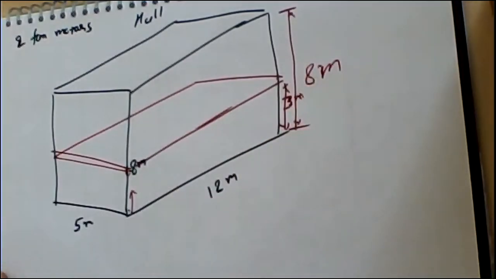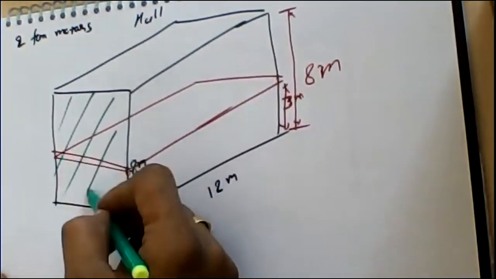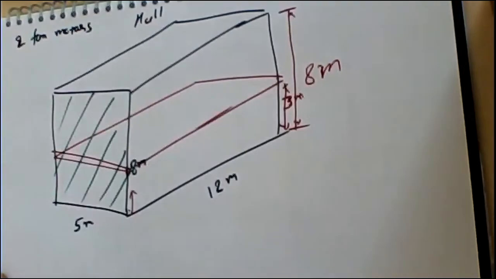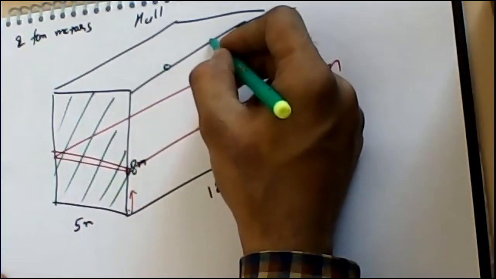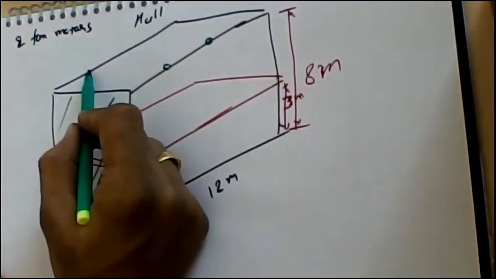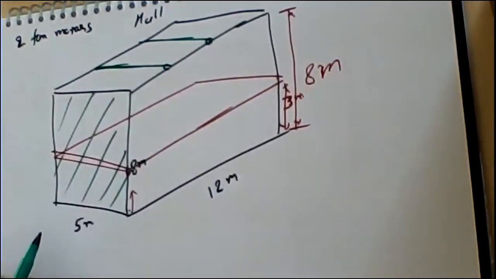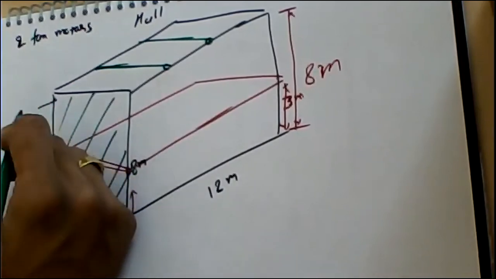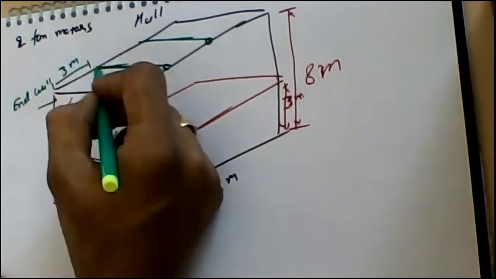What is the other data available? The motors are 3 meters and 9 meters from the end wall. If I'm considering this as an end wall, then from here the fans are hanging at 3 meters and 9 meters. So it will be available over here somewhere or here somewhere. This is the 3-meter distance and this is the 9-meter distance. And this is the end wall.